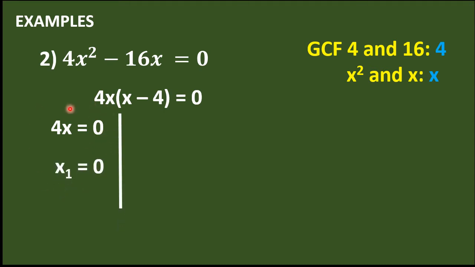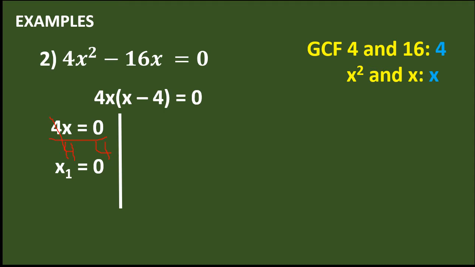But before that, we have to get the value of x of 1 by dividing both sides of the equation 4x equals 0 by 4. So if you are going to divide both sides of the equation by 4, you can cancel this, and what will remain is x is equal to 0 divided by 4, which is equal to 0. So our x of 1 is 0.